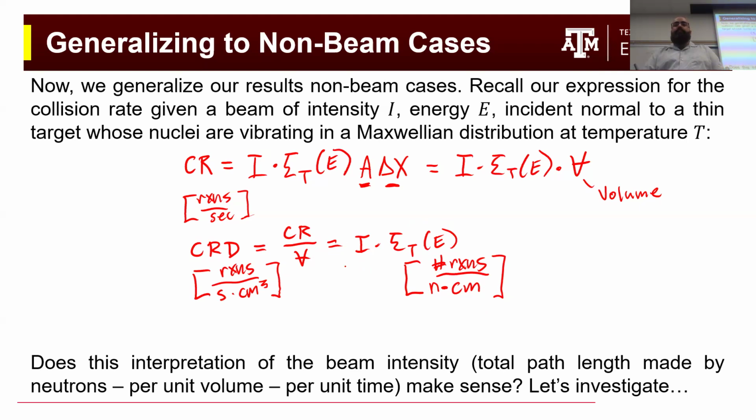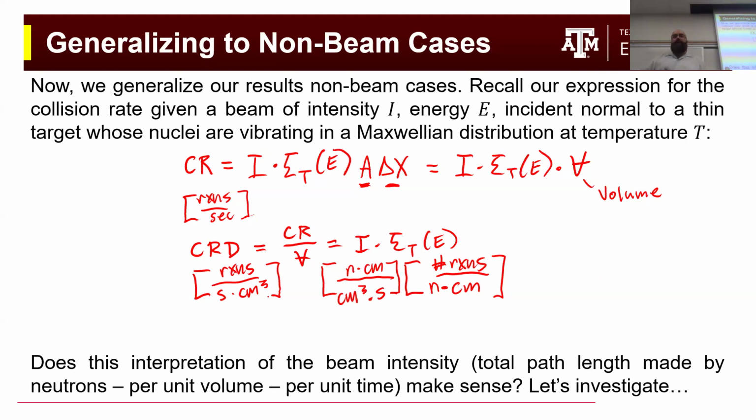Based on these two things, we can work out what the units of this intensity in this non-beam case should have. So if we ultimately want collision rate density units on the left-hand side, then this intensity has to have neutron centimeters on the top, and it needs to have centimeters cubed per second on the bottom, such that if these neutron centimeters canceled with these neutron centimeters, then we would overall have units of collision rate density on the left.